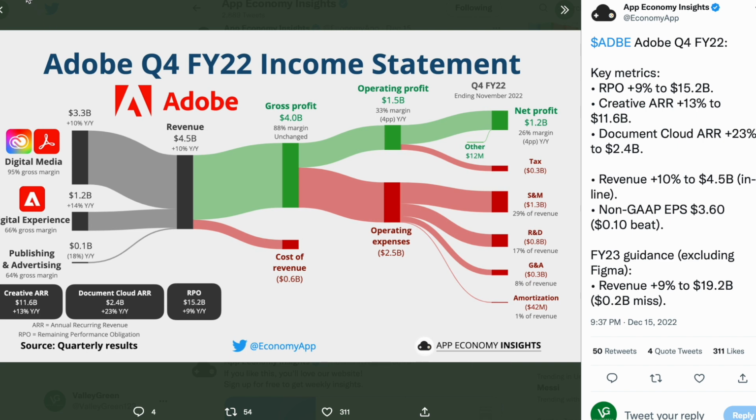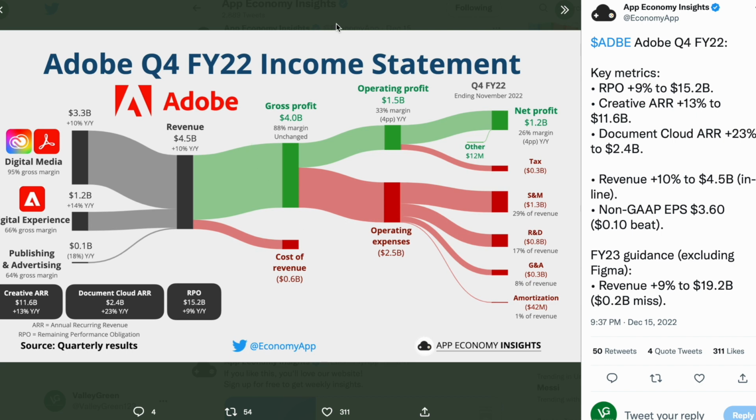Now jumping in, looking at Adobe, quick highlights. Their Q4 revenue is $4.5 billion, up 10% year over year at an 88% gross profit margin. Looking all the way down at their net profit, it came in at $1.2 billion at a 26% margin. It's also pretty crazy to look at the digital media stream of revenue that they have. That's at a 95% gross margin. So those are the quick highlights from a financial income statement standpoint.